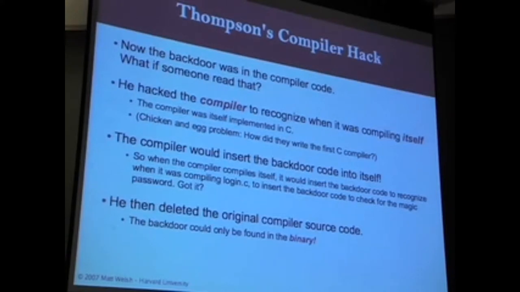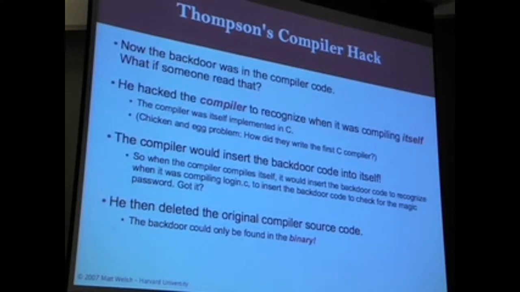So the first C compiler was probably written in some other language, some older, crappier language that they didn't want to keep using. That's how all new compilers start. When you want the compiler to compile itself, you have to write the first version of the compiler in some other language, get it up to the point where it can compile a simple C program, and then you write the new compiler in C and the old compiler compiles itself. Yes?